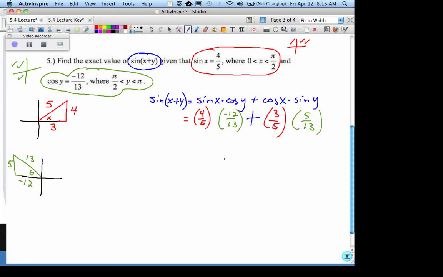What's 4 times -12 over 5 times 13? 65. 3 times 5 is 15 over 65. So we do have a common denominator, and we add them up. It looks like -33 over 65.